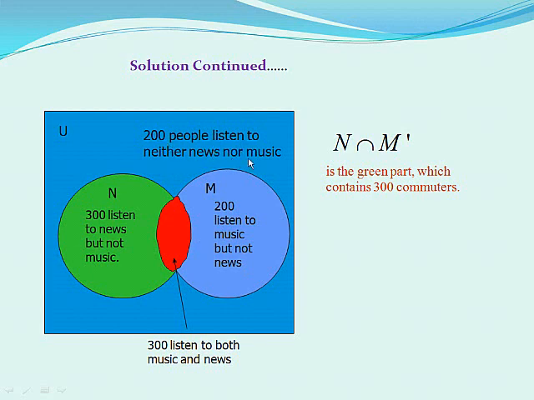And our set is N intersection M complement, which means that it should be in N but not in M. If you look at this Venn diagram, the region is the green region here. It is part of N, but it is outside M. Outside M means they are not listening to music. So that count is going to be 300.